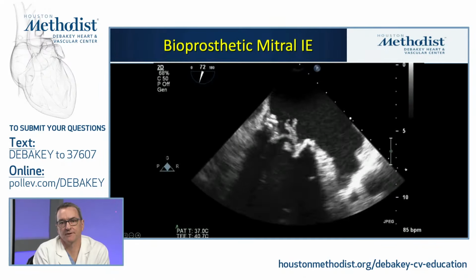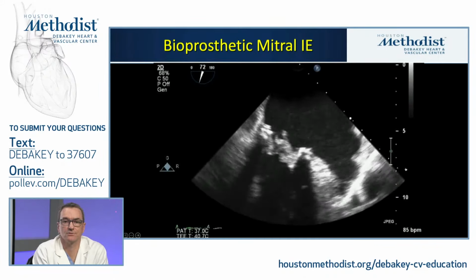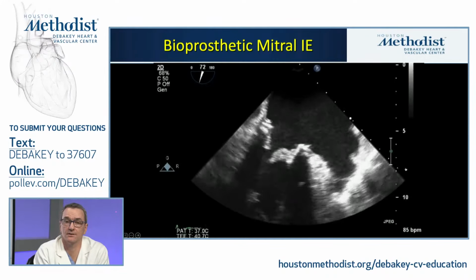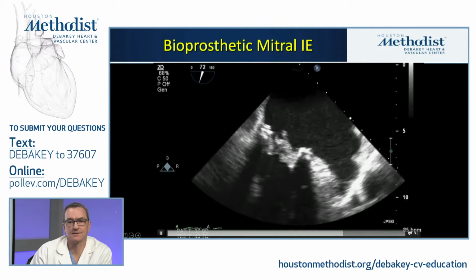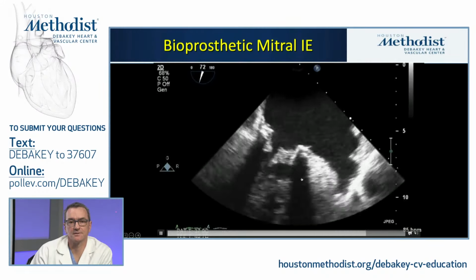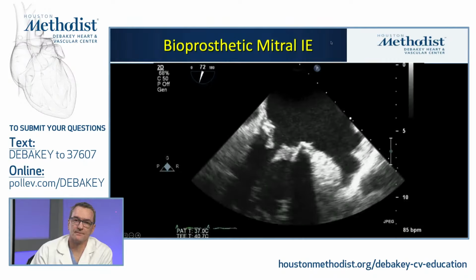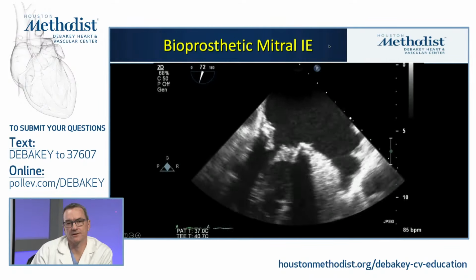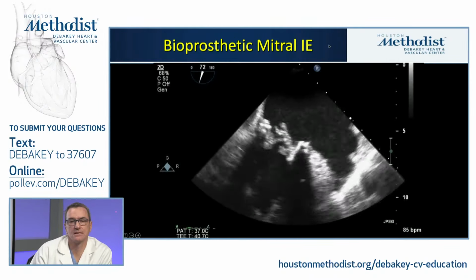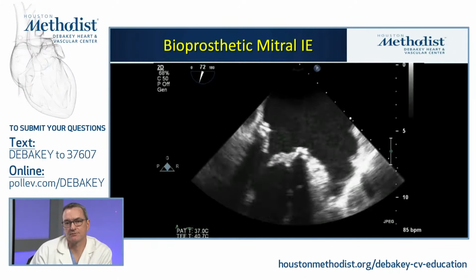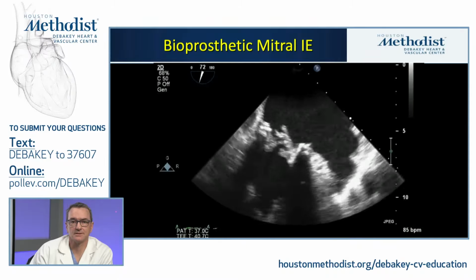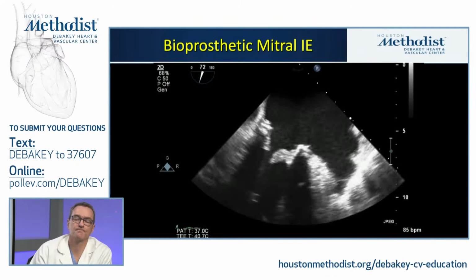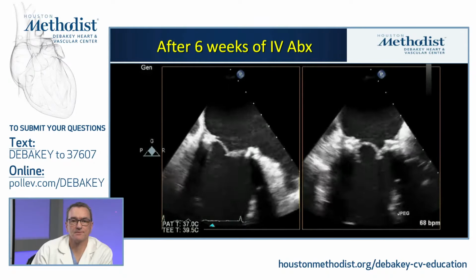In a bioprosthetic valve, because it's biological leaflet tissue, you can very often get vegetations actually on the leaflet surface. So this is an example of that large, bulky mass attached right to the leaflets of this bioprosthetic mitral valve. In general, this is a very clear indication for a surgical replacement. In this particular patient, the surgical risk was very high, so the choice was to attempt at least parenteral antibiotics for several weeks. That appeared to be successful.